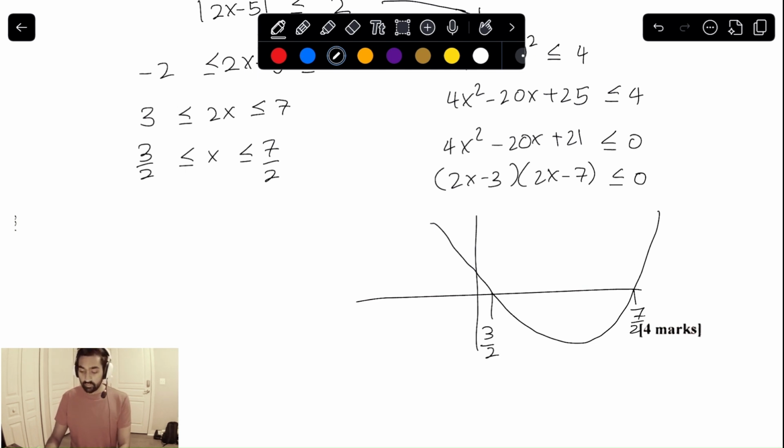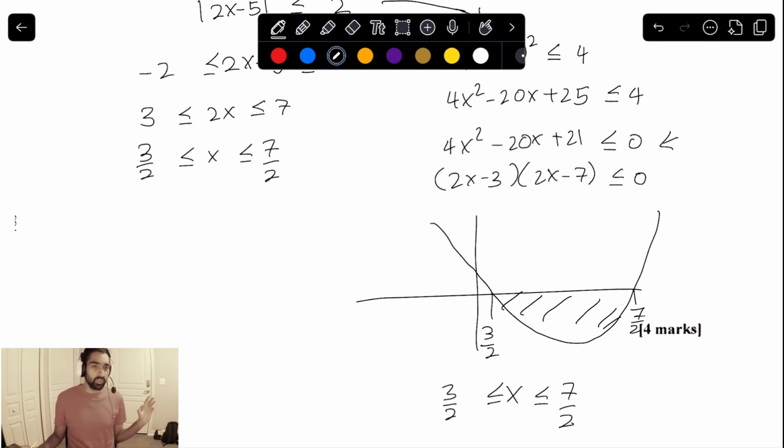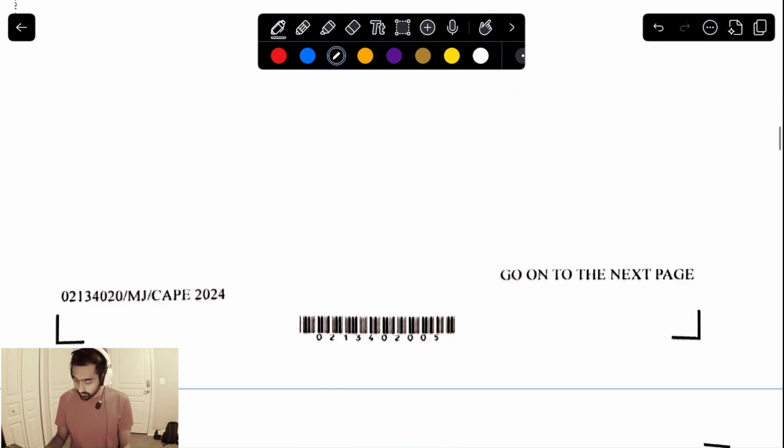And the region that we're asked to find is where it's less than or equal to 0. So it has to be here. In other words, x has to be greater than or equal to 3 over 2, but also less than or equal to 7 over 2. And that's exactly the answer that we got via the other method. So both of them are exactly the same. Whichever you prefer, it's up to you.